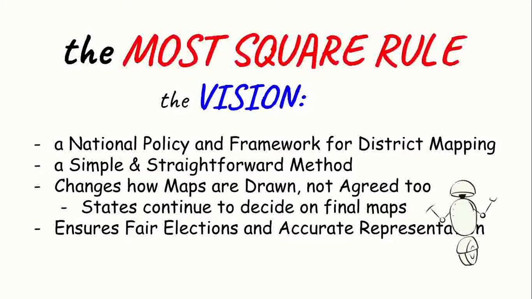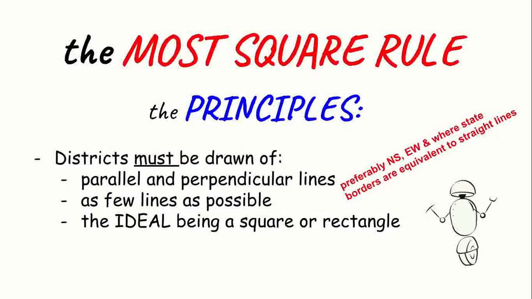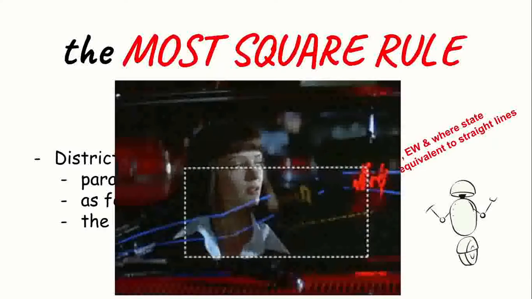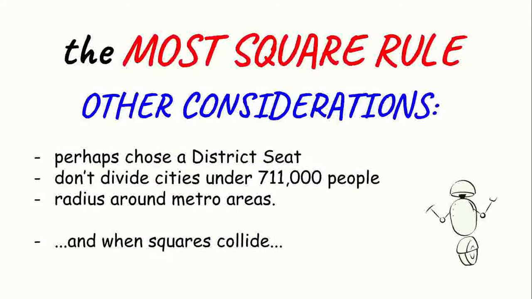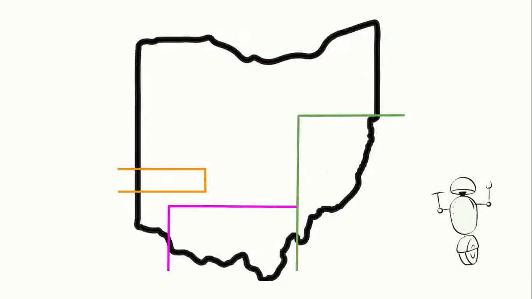So what is it? The most square rule would be a law and policy that says all districts must be drawn as simply as possible, using parallel and perpendicular lines, 90-degree angles, or square. Get it? The most square rule. States would of course decide the final maps, but they would have to follow these simple rules. There are plenty of other things to consider, like not dividing up municipalities and drawing candidates out of their districts, which has happened.